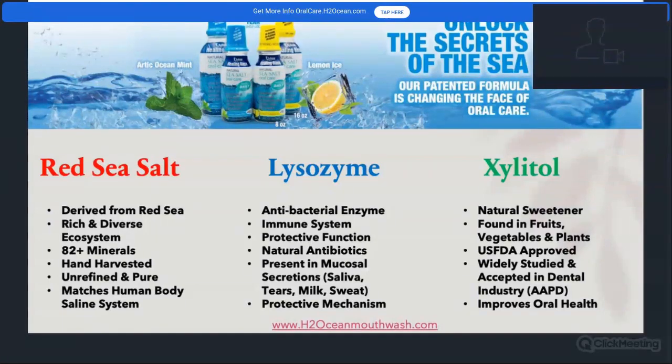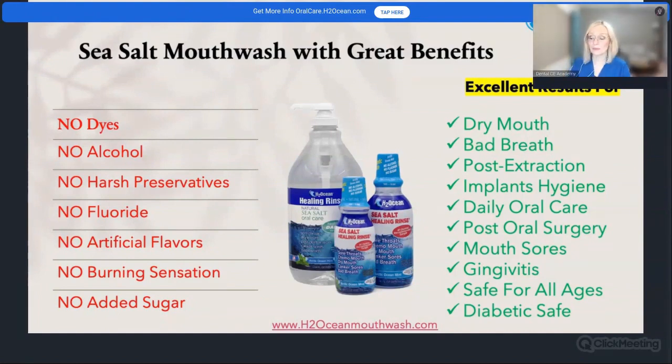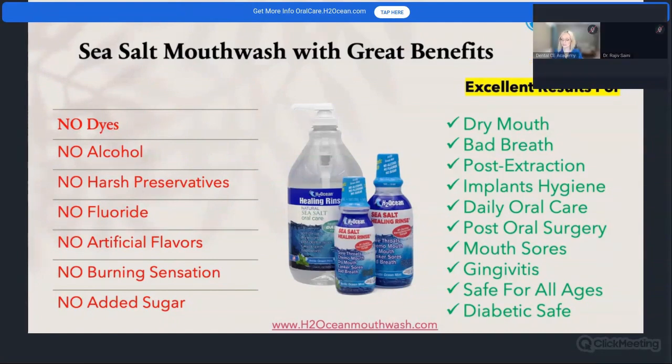Also, diabetic safe. The benefits of our sea salt mouthwash offer excellent results for various oral health issues, including dry mouth, bad breath, post-extraction care, implant hygiene, and daily oral care. It's safe for all ages, including diabetics. It contains no dyes or alcohol, no harsh preservatives or fluoride, artificial flavors, or added sugar, and does not sting or burn.